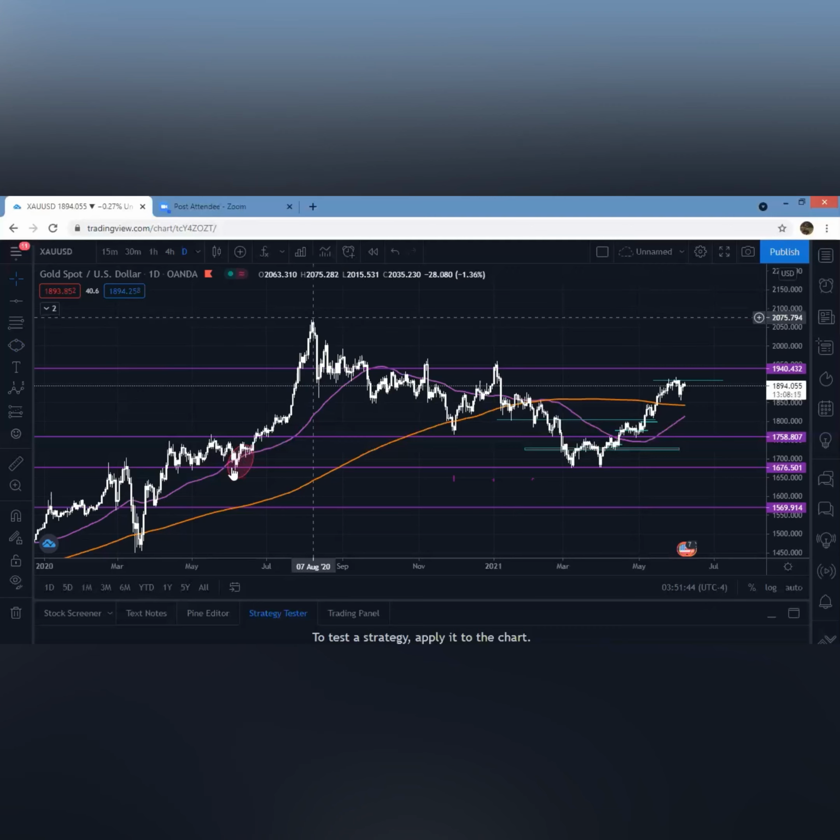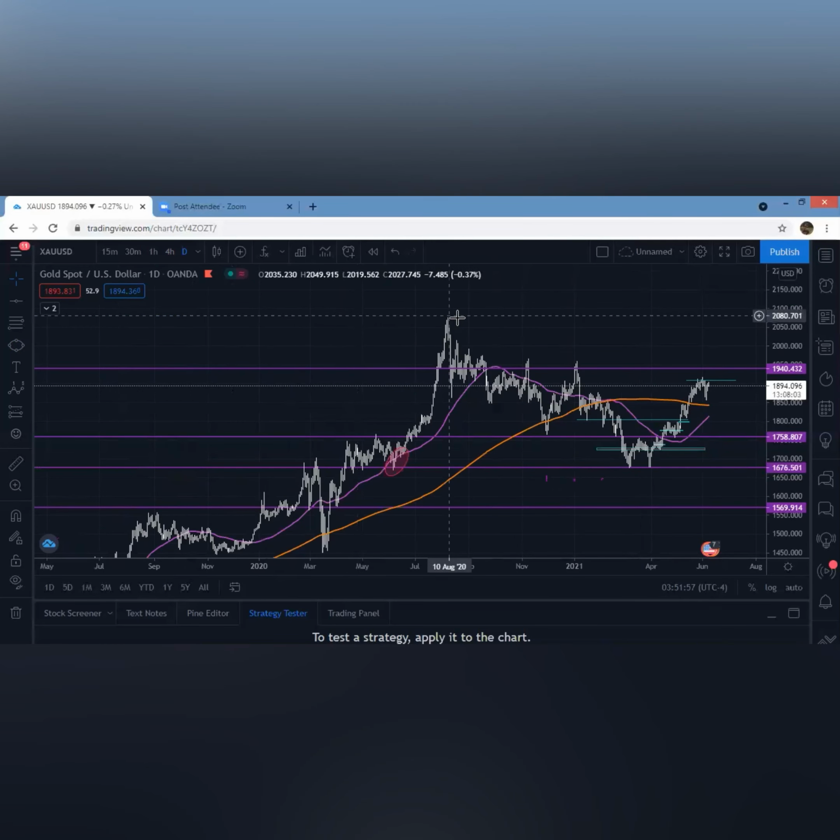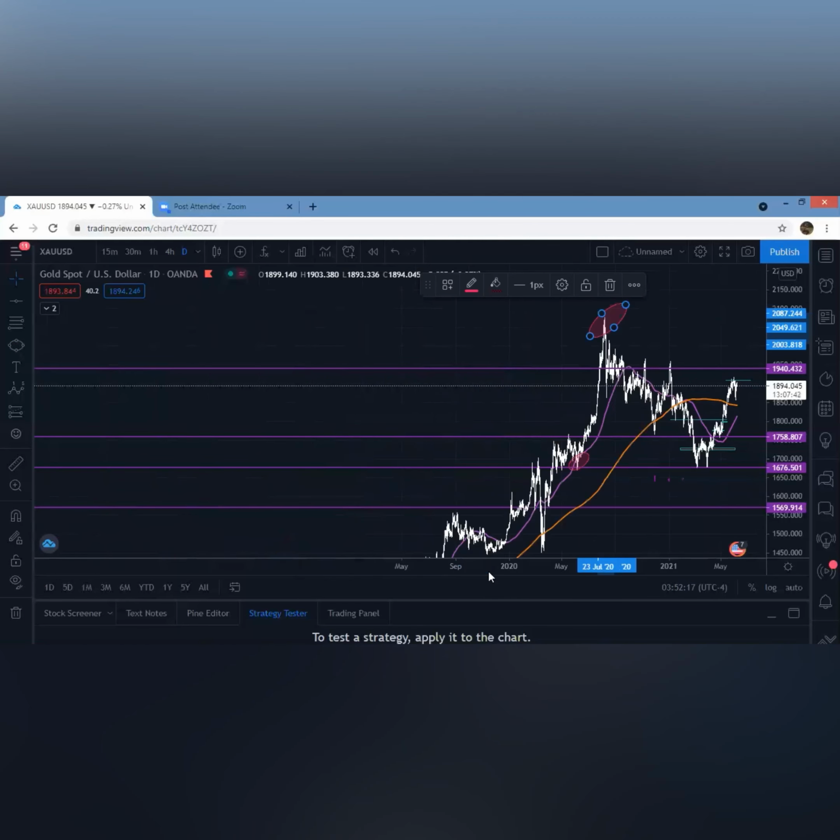So from June, in a month's time, here, August 20, gold made a record high. So this was gold at its highest peak here, at 2075.794, and that is gold at its record high.